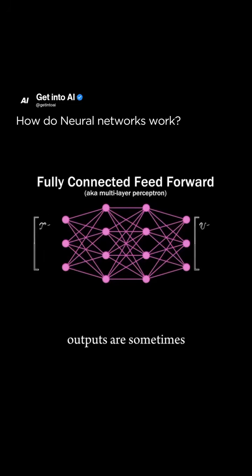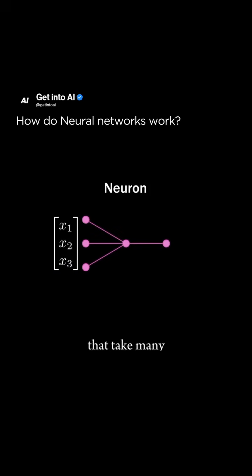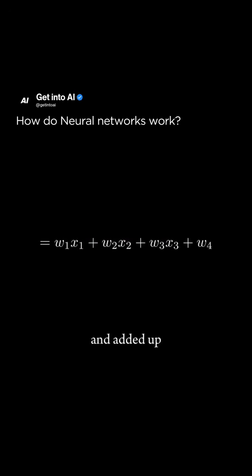Its inputs and outputs are sometimes called features and predictions, and they take the form of vectors, arrays of numbers. The overall function is made up of lots of simple functions called neurons that take many inputs but only produce one output. Each input is multiplied by its own weight and added up along with one extra weight called a bias. Let's rewrite this weighted sum with some linear algebra.